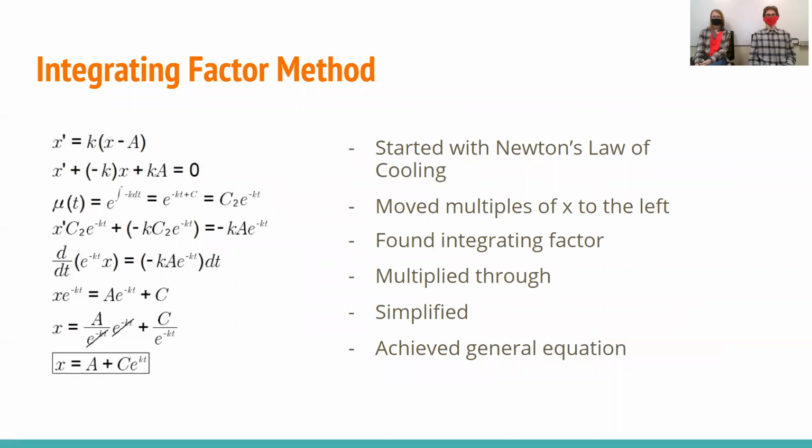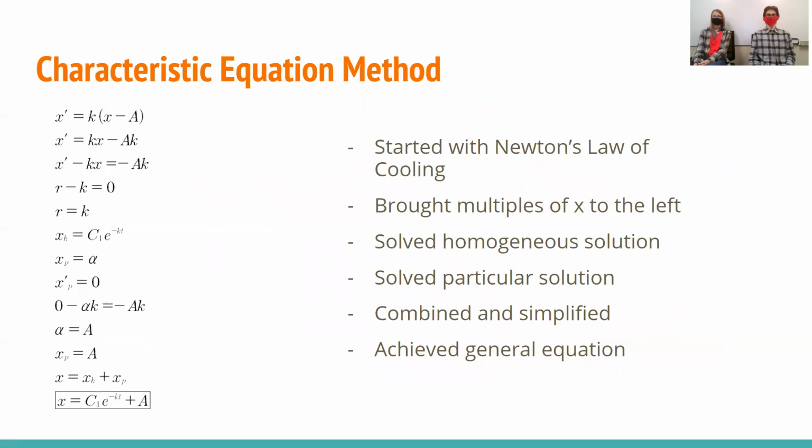The next method we used was the integrating factor method. We were able to bring all the variables to one side and use the definition of the integrating factor method, multiplied through, and from there we could combine them using the inverse of the product rule. After taking the integral of both sides, and canceling with some simplifications, we ended up with the general equation as before.